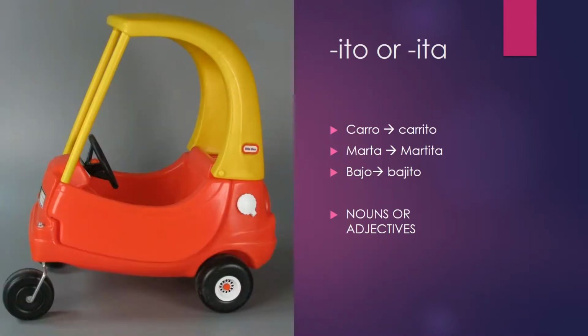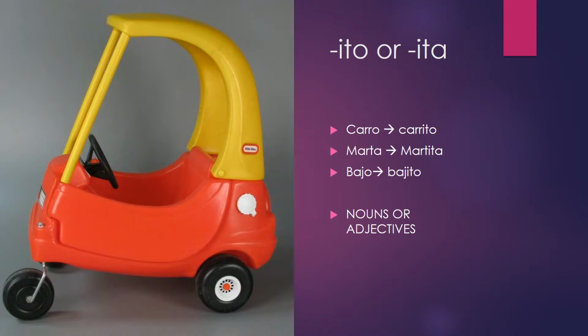In Spanish, one of the suffixes that you'll have to learn is ito or ita. Depending on if it's masculine, it would be ito. If it's feminine, ita. So if you already know the noun carro, which means car, and then you see the word carrito, you need to know that carrito means a little car. So ito or ita means it's either smaller or it's a term of endearment.